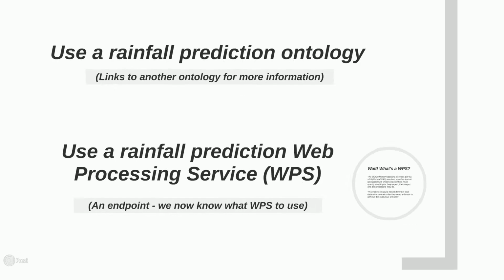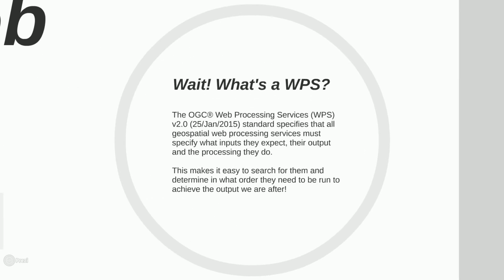Again, a bit more depth into what a WPS is. It is a standard that specifies that all geospatial web processing services must specify their inputs, their outputs, and their function. This is a great help for orchestration because we can search for the WPSs we need, as well as what order they need to be run in. Unfortunately, the current metadata specified in the standard is not tailored for automatic orchestration, and it's actually a very big part of my research to improve on this metadata to allow for automatic orchestration.